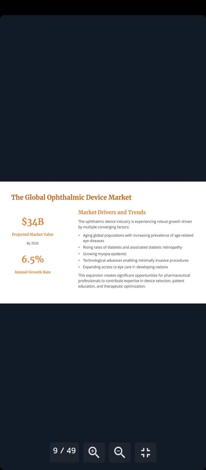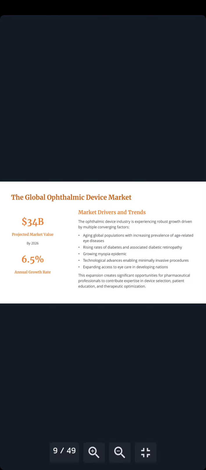The global ophthalmic devices market is very big. It's $34 billion by 2026, with a 6.5% growth rate. So this is a good market share, and there is ongoing research because of enough, and I could say even more than enough money in this business.